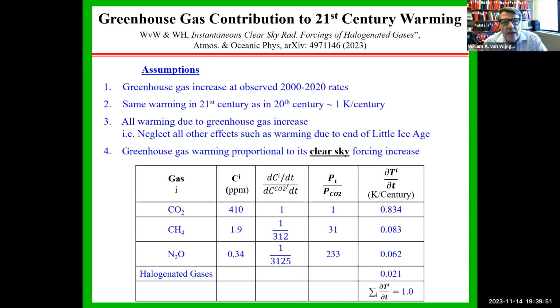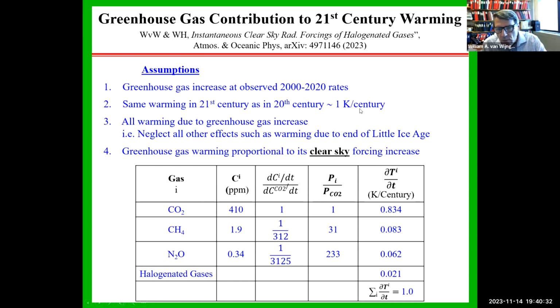Now, we're going to make several assumptions. First, we're going to assume that during the 21st century, these greenhouse gases, CO2, methane, and nitrous oxide, are going to be increasing at the 2000 to 2020 rates. Why did we pick that 20-year period? Well, you may recall that methane leveled off in the 1990s. So in order to be as fair as possible to the climate community, we want to use very high increases of these greenhouse gases. And that's why we threw out the 1990s, because that would give us low values of the effect of methane.